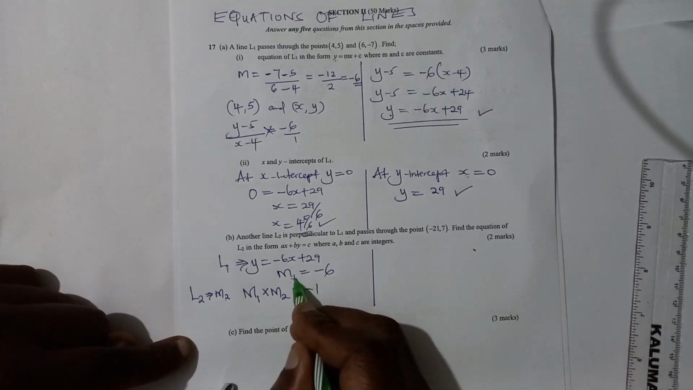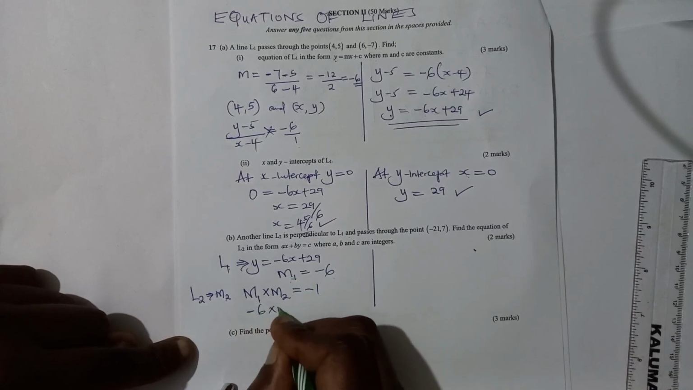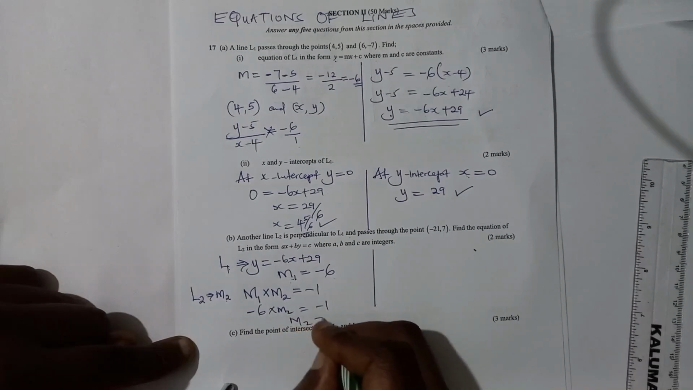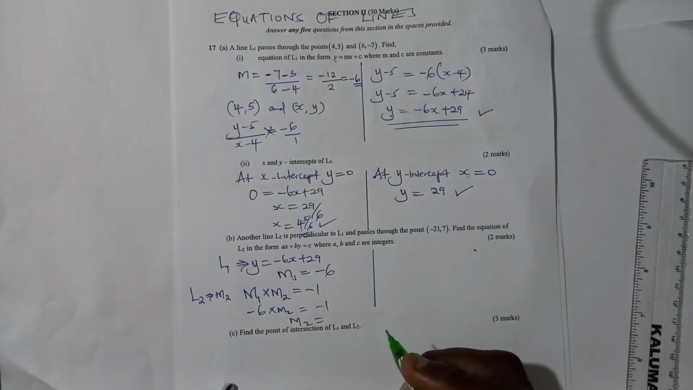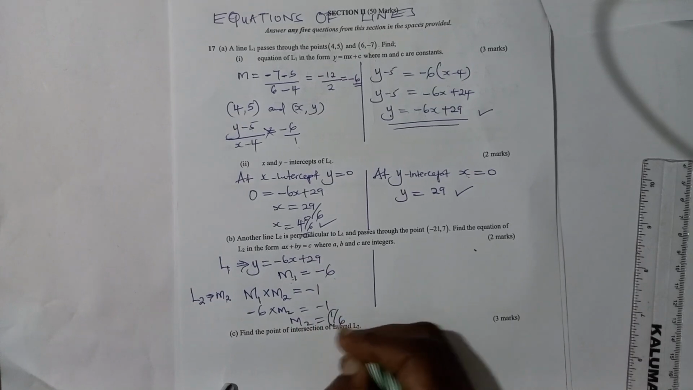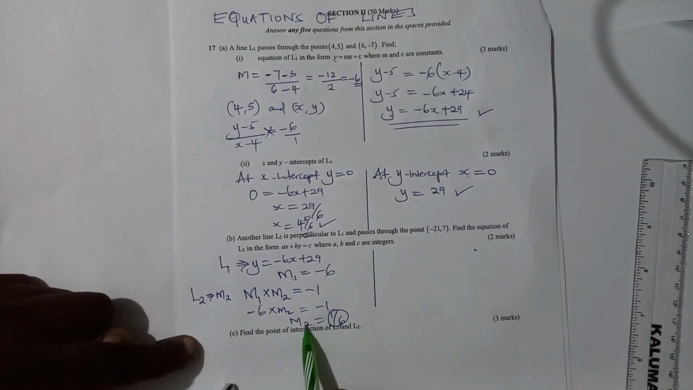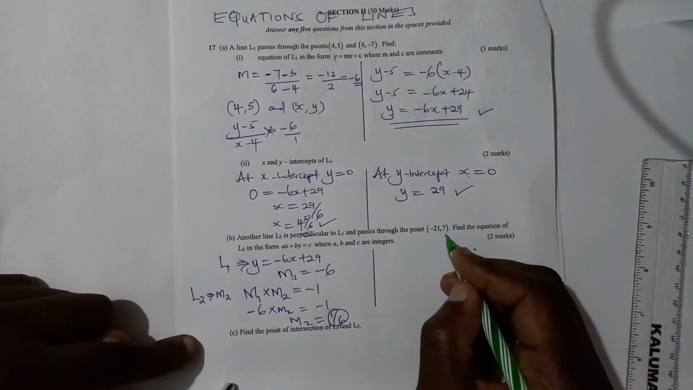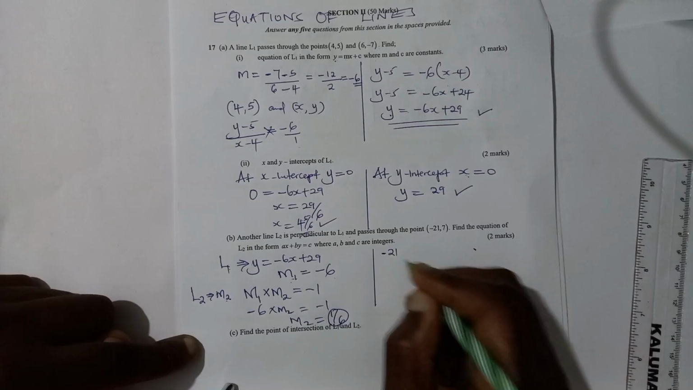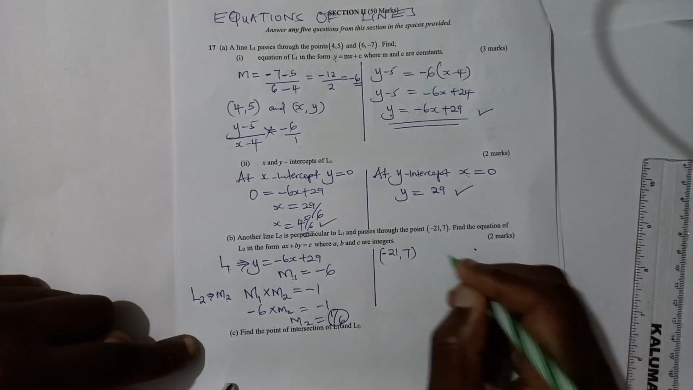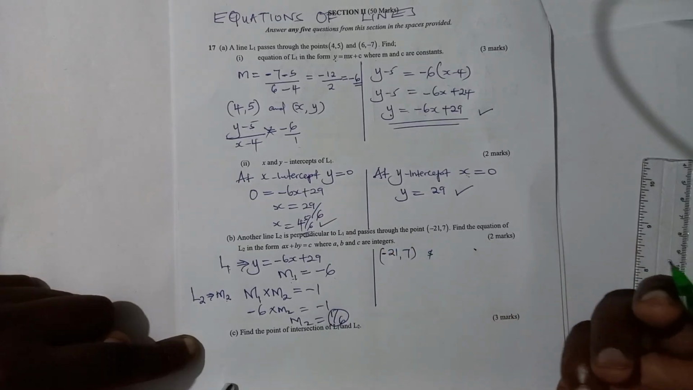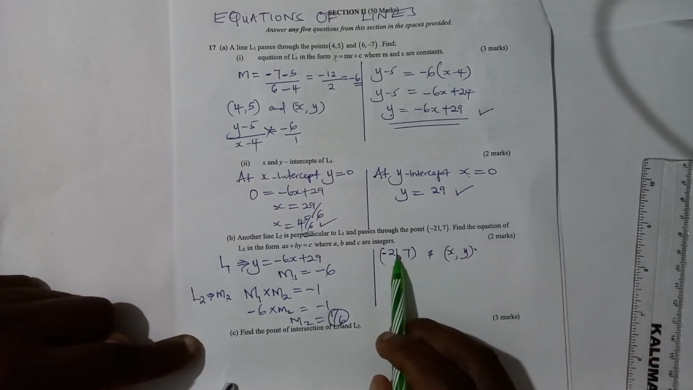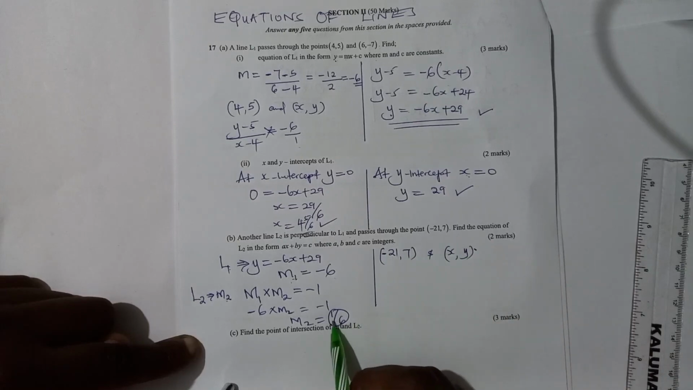So you already have m1 as -6, so times m2 should get -1. So m2 here should therefore give you 1/6. So the gradient of line 2 should be 1/6. Now, we take this point to get the equation. We take this point, -21 and 7, and then we introduce another general point, any general point on that line, which is (x, y). Using these 2 points, we can calculate the gradient, which is 1/6.